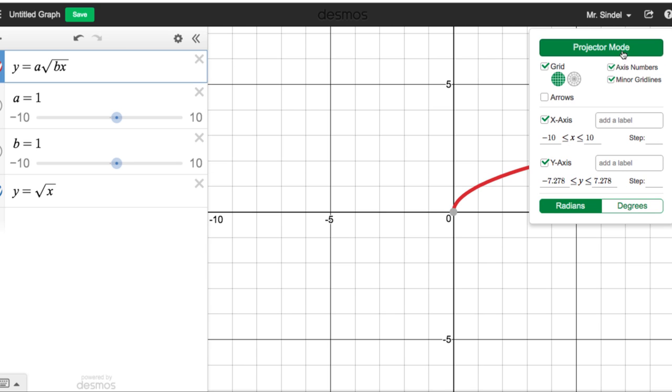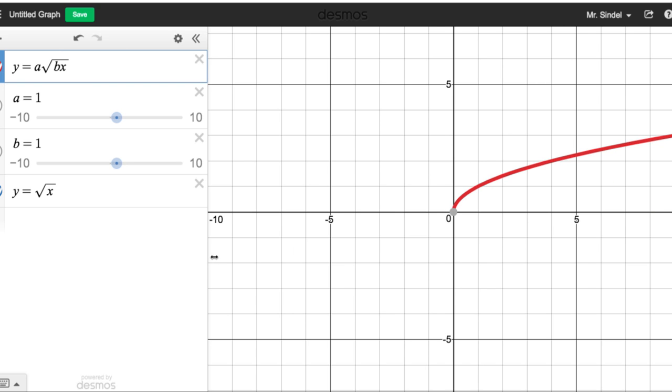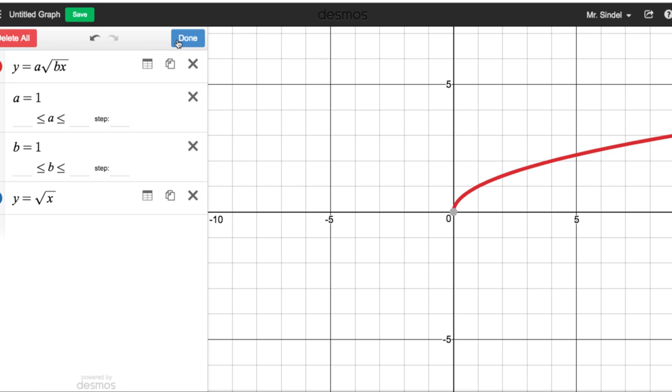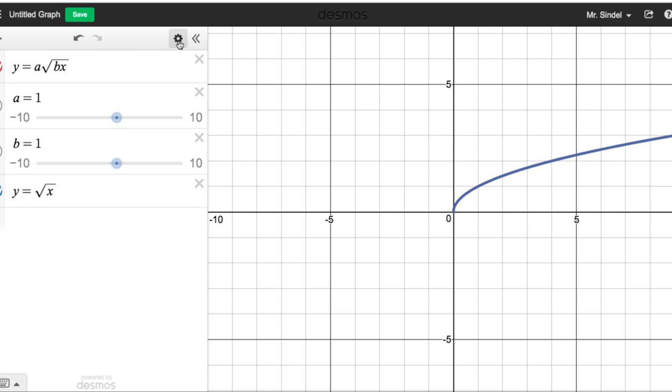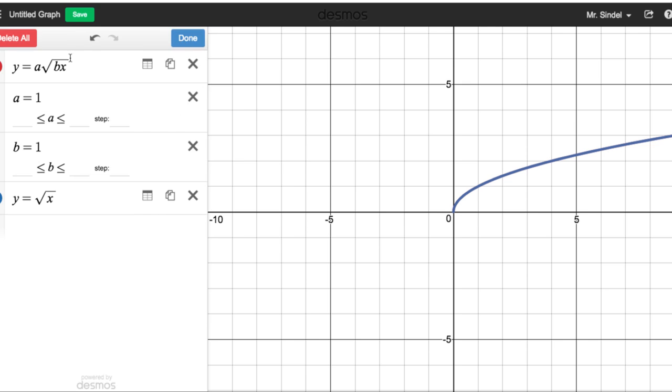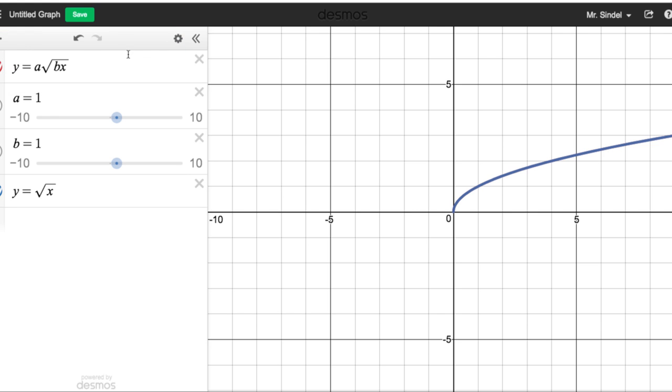And I want to make sure I'm in projector mode so that you guys can actually see what's going up on the screen. Also, if you want to change the colors, you can come up here to the gear in the top right of the editing screen, and you can click on these to change the colors if you think that they're both the same color. I can't tell the difference between purple and blue, but blue and red, I can definitely tell the difference. All right, so Gio's there, nodding his head.